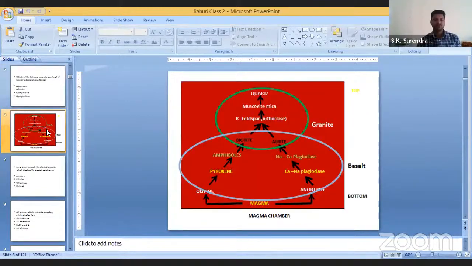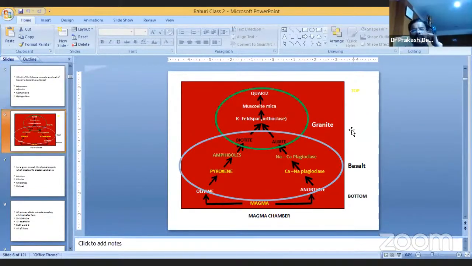Okay. Now you just look at this. This is what I explained in the previous class also when I took it. This is Bowen's reaction series. This side series, that is the left, is the discontinuous series, and they are all ferromagnesian minerals. Whereas this is the continuous series or isomorphous substitution group minerals. So there will be a number of questions on this.